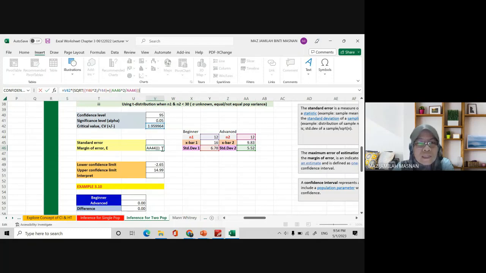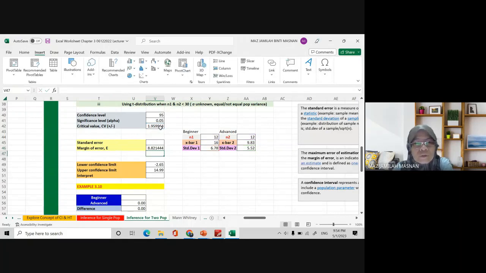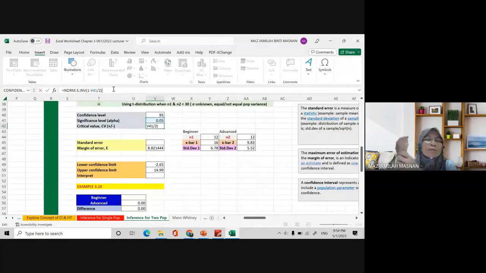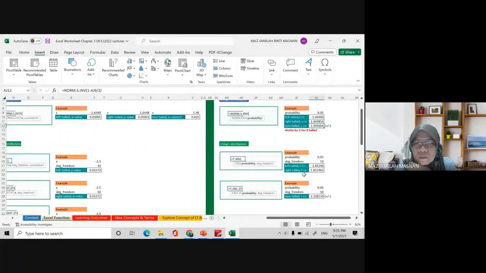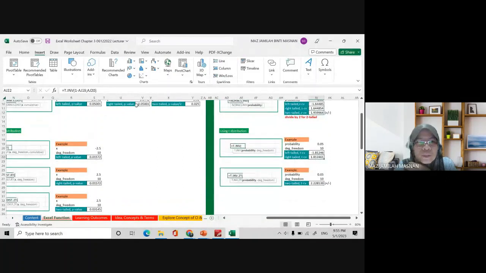Now we are calculating for the margin of error, so we take out Z alpha over 2. In this case, is it Z alpha over 2? Let me check. Yeah, I used Z alpha over 2. It should be T, right, class? Let me go to the T distribution for the two-tailed test. It should be T inverse. Let me check. Copy paste this.